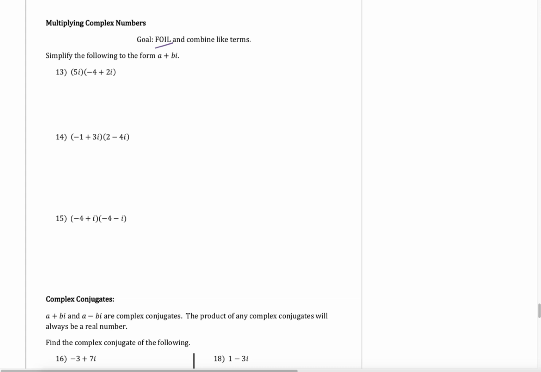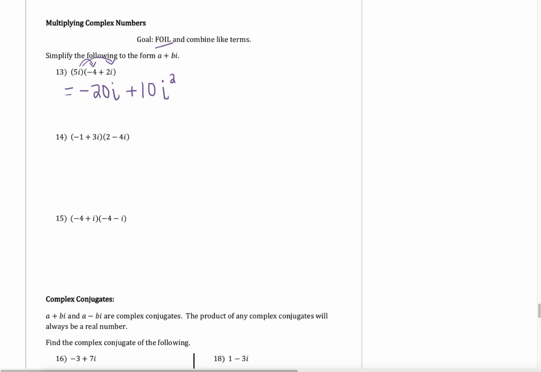Let's look at example 13. So in example 13, we have 5i times -4 plus 2i. So I want to go ahead and distribute this to begin with. I can't really FOIL since I just have a single term times two terms, so I am distributing. When I distribute this out, 5i times -4, I can multiply the 5 and the -4 to get -20 and then times i. And then with the 5i times the 2i, the 5 and the 2 can get multiplied to give me a +10, and then i times i would actually give me an i squared.